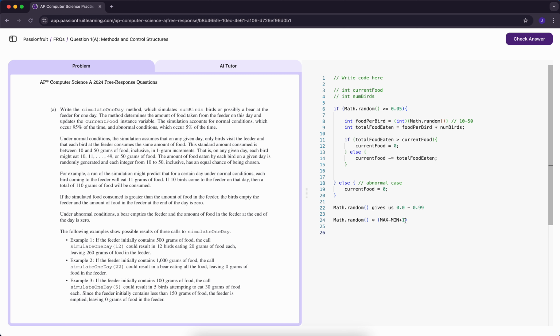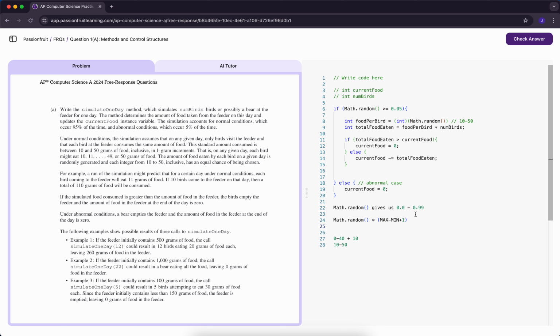Now, why does this work? And in particular, why do we have to add the plus 1? As you can imagine, if we want to generate a number 10 through 50, we can think of this as generating a number 0 through 40, and then tacking on 10 on top of all this. Now, how do we generate a random number that goes up until 40 inclusive? Well, what if we were to just say math.random times 40? What would that give us?